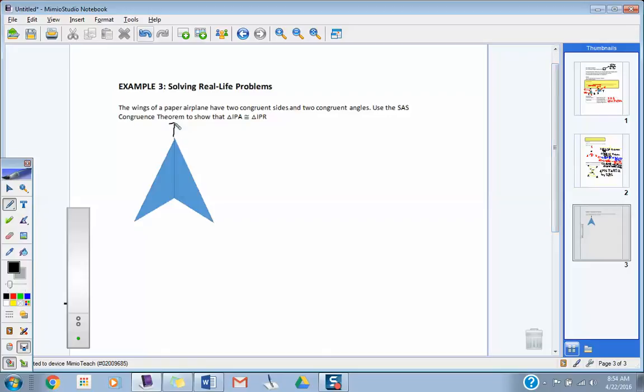So I is up here, right? Yep. P is down here. C. A is on the left. A's on the left. R's on the right. Yeah, R's on the right.